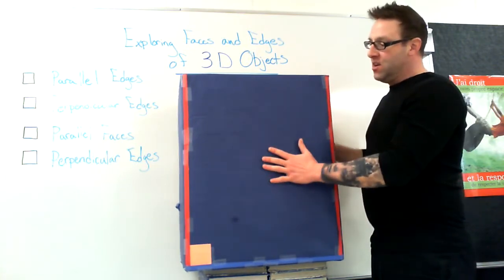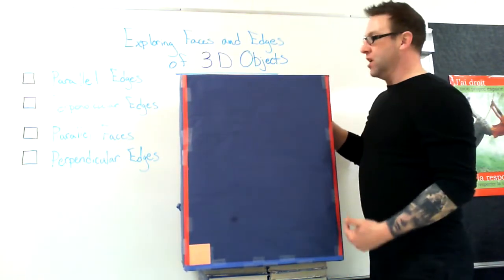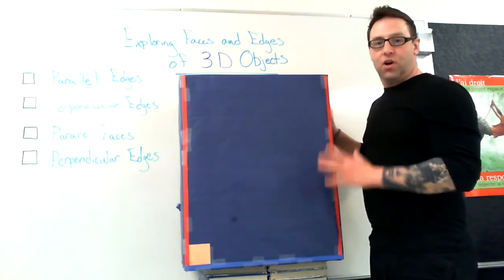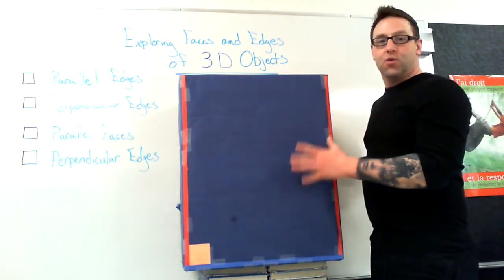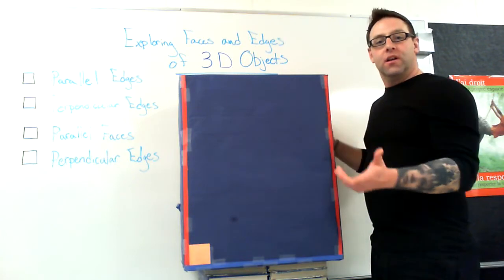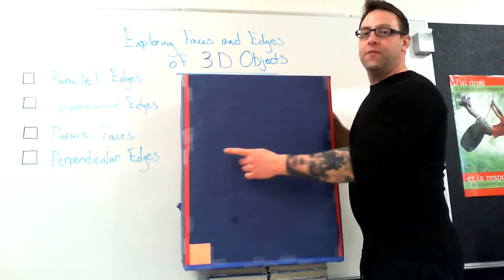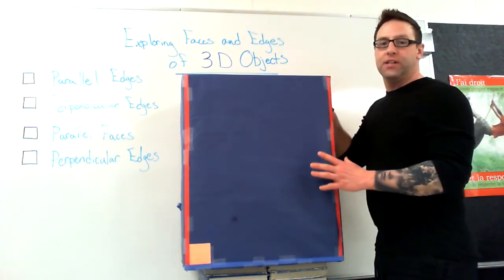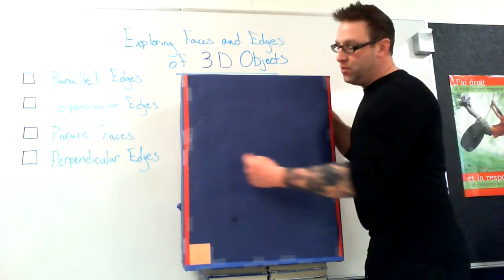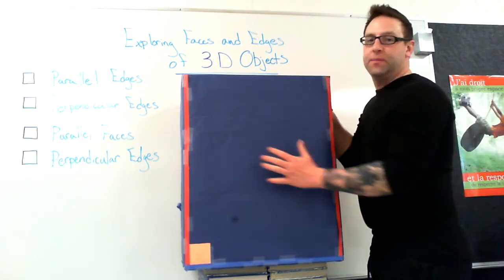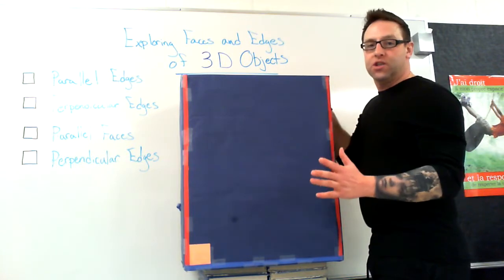You can see, obviously, that we have a rectangle shape on all sides of this object. So that's why it's called a rectangular prism. We're going to look at a few other shapes in a minute. What we have here are two parallel edges highlighted in red. These two edges are always going to be the same distance apart and they're never going to touch.